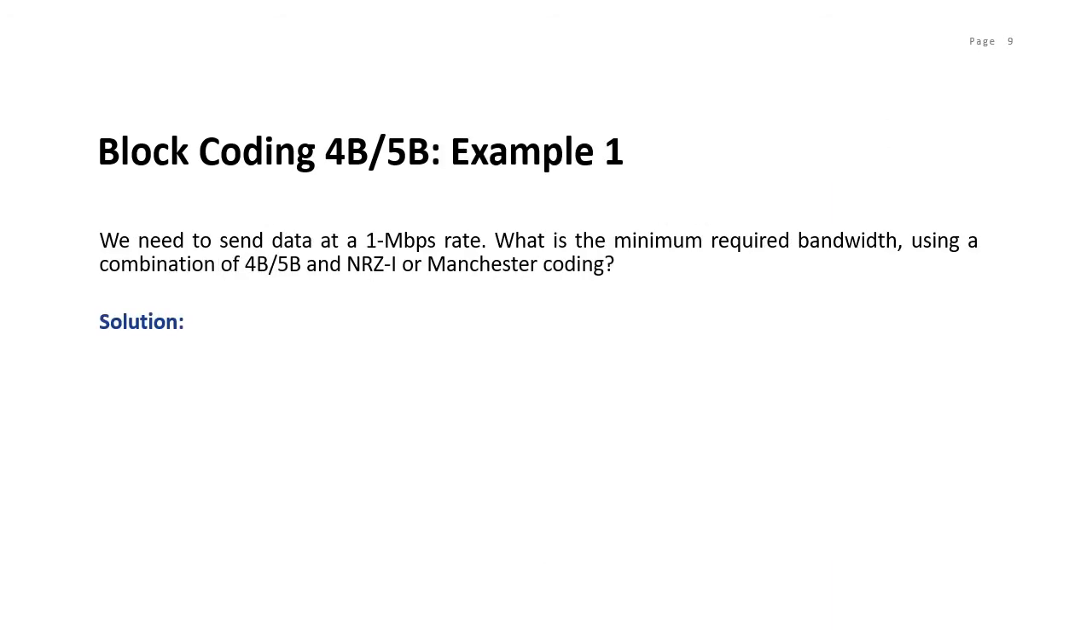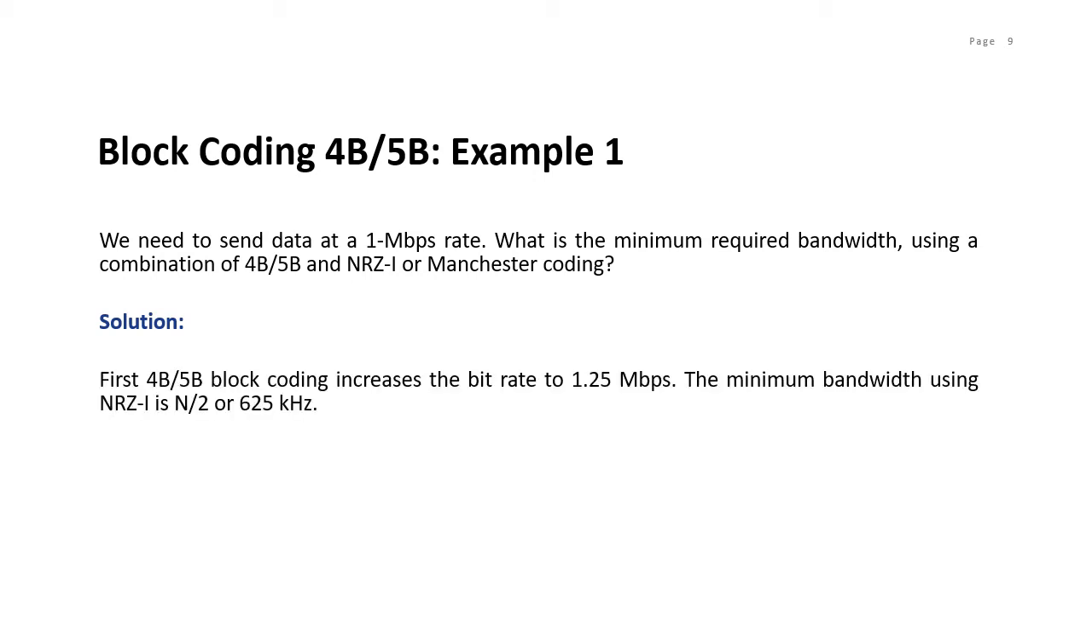Okay, let's do an example on block coding 4B/5B. Let's say we want to send data at 1 megabit per second rate. So the question is, what is the minimum required bandwidth if you are using a combination of 4B/5B and NRZI? Or what is the minimum required bandwidth if you're using Manchester coding?